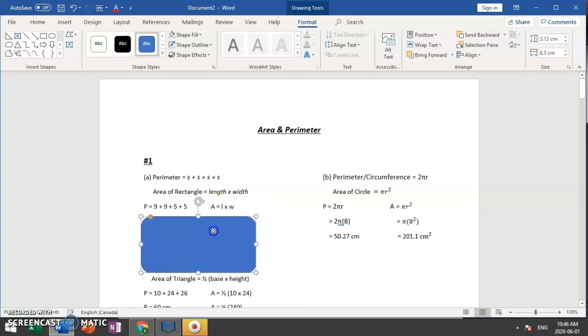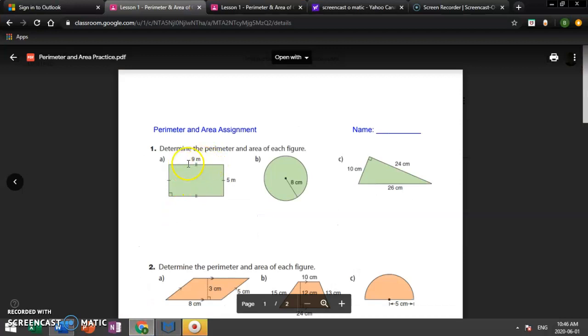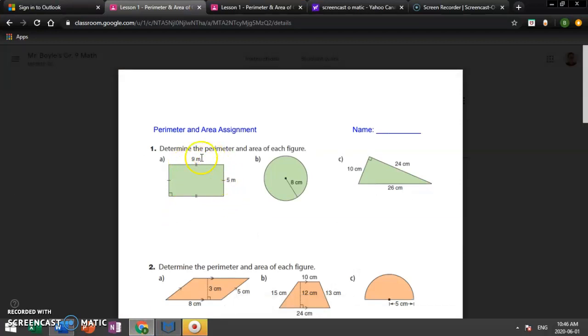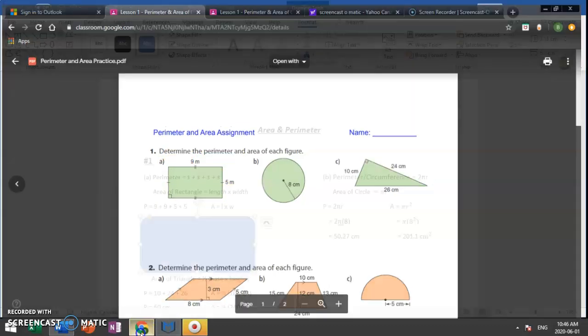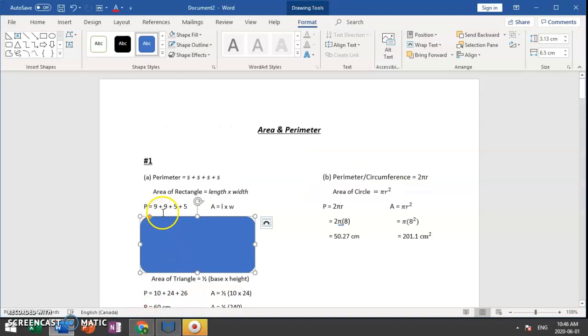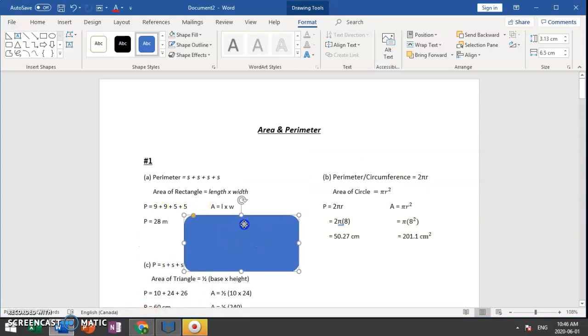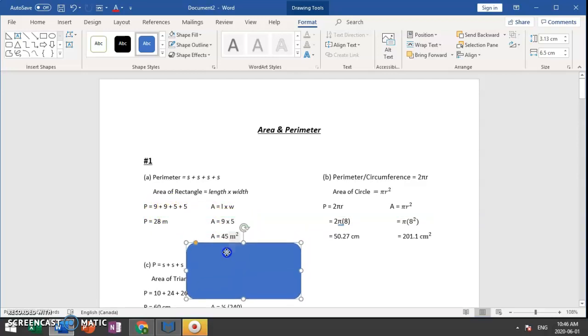The question tells us the lengths of the rectangle are 9 meters by 5 meters. So we know that this length is 9, this length is 9, this length is 5, this length is 5. All we got to do for perimeter is add those up: 9 plus 9 plus 5 plus 5. Perimeter equals 28 meters. Area, pretty simple as well. Area is just length times width. What's our length? 9. What's our width? 5. 9 times 5, area is 45 meters squared.